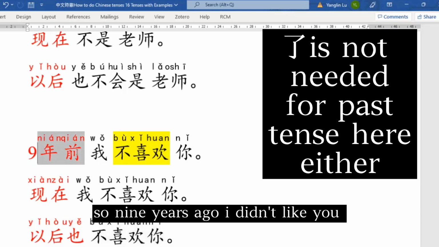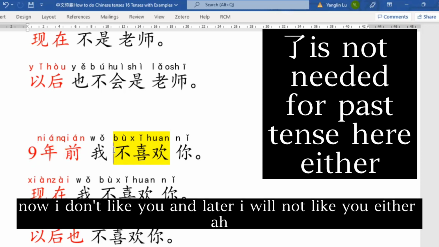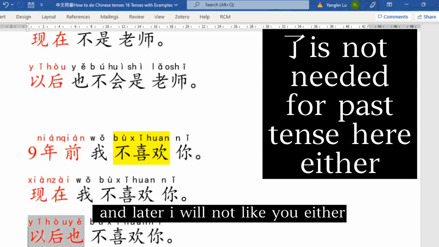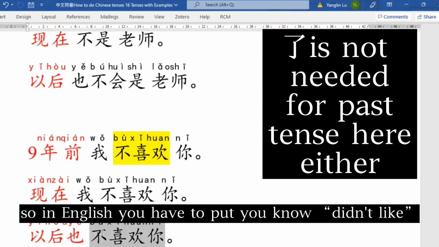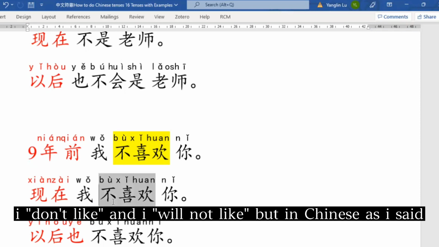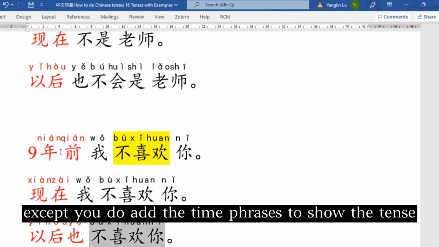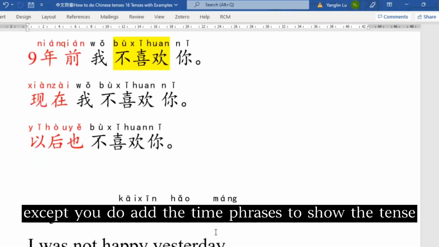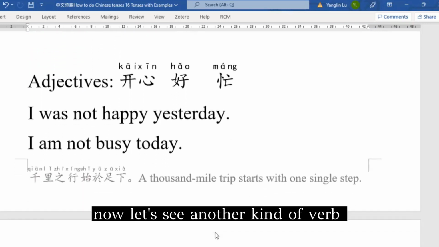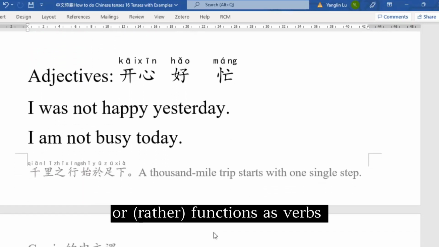So 9 years ago, I didn't like you. Now, I don't like you. And later, I will not like you either. So in English, you have to put, didn't like, I don't like, and I will not like. But in Chinese, as I said, it's all the same, except you do add the time phrases to show the tense. Okay? 好.